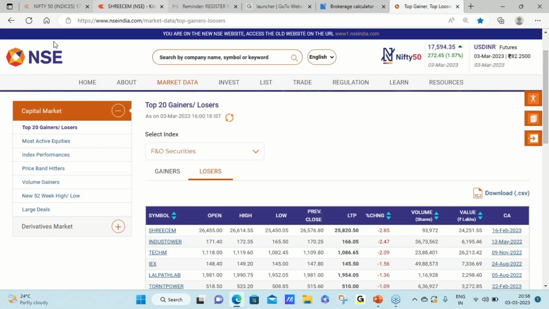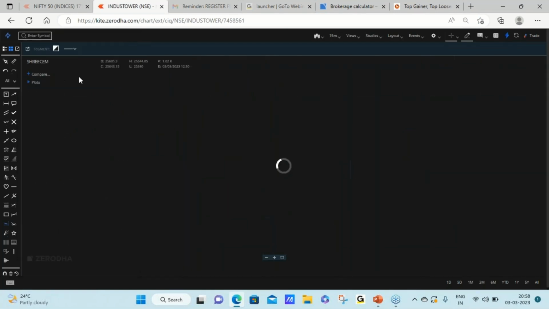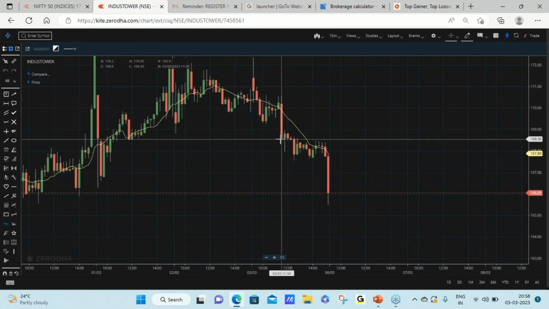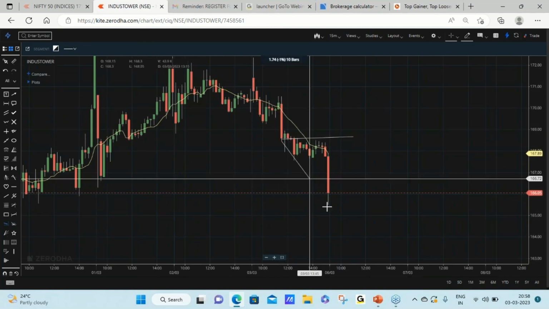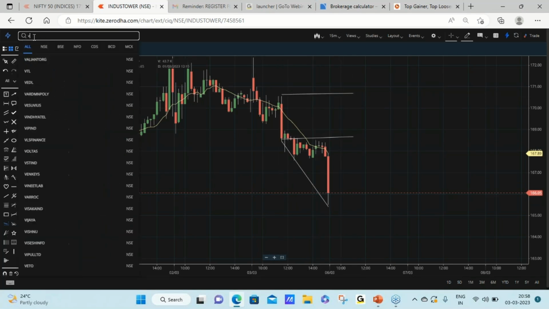Indus Tower. So Indus Tower, you can see this is the candle which closed below the 10 SMA, and you've got a 1:1 risk reward ratio, right?